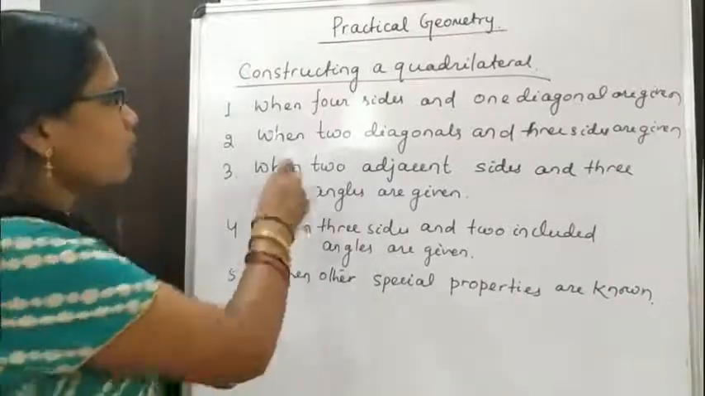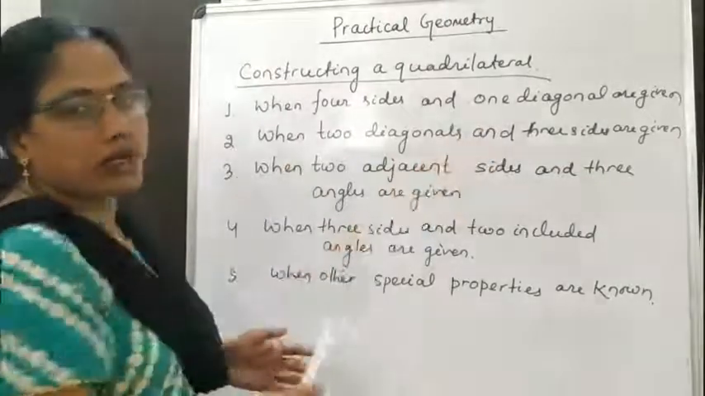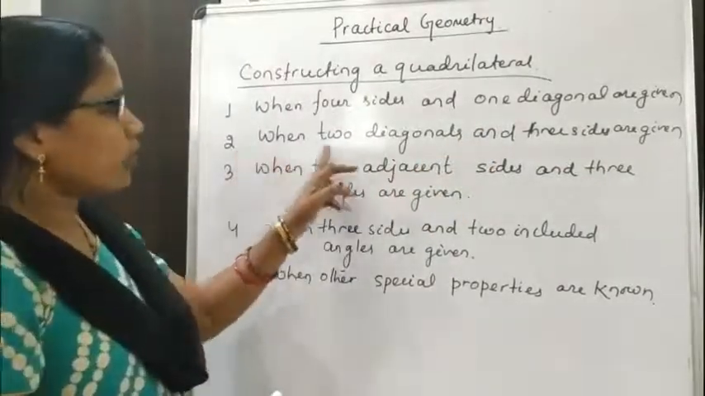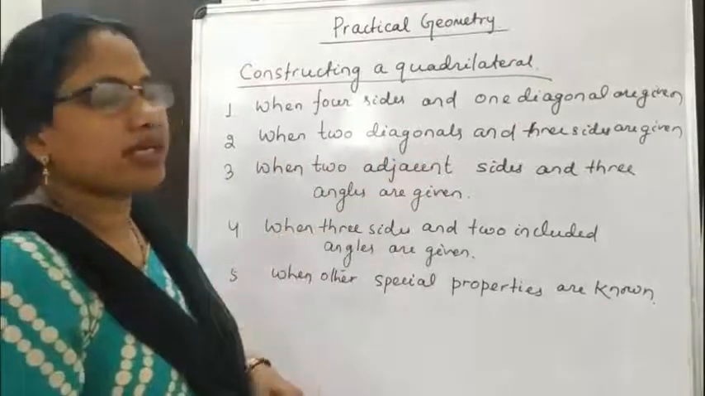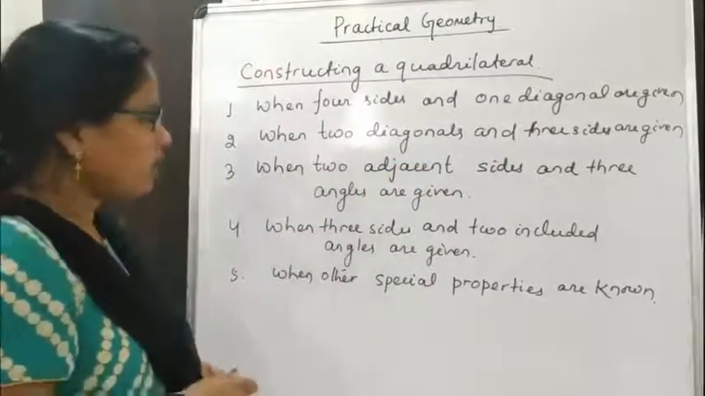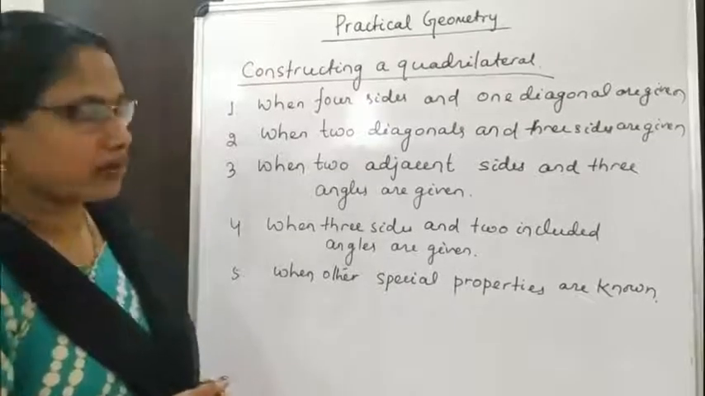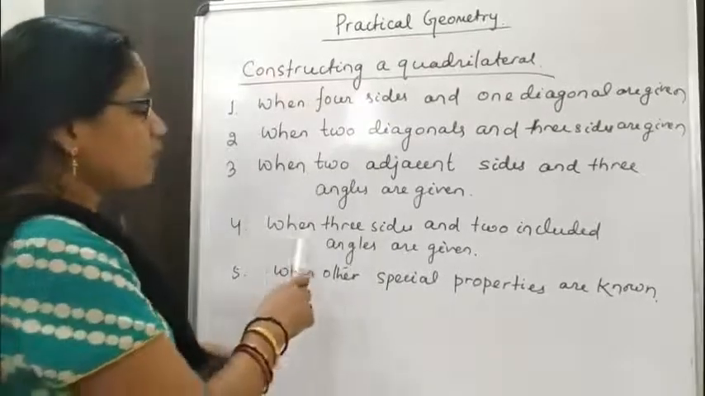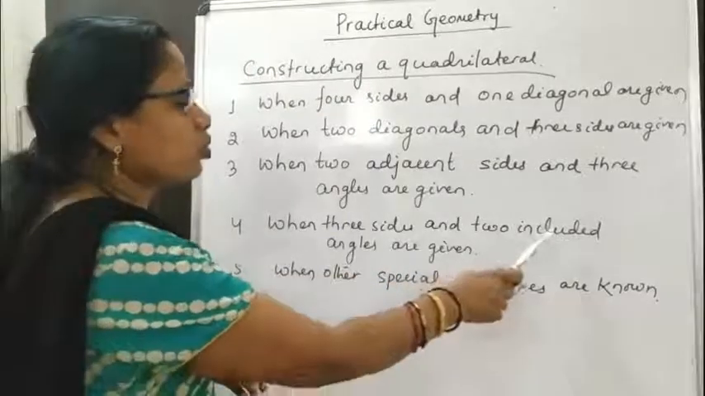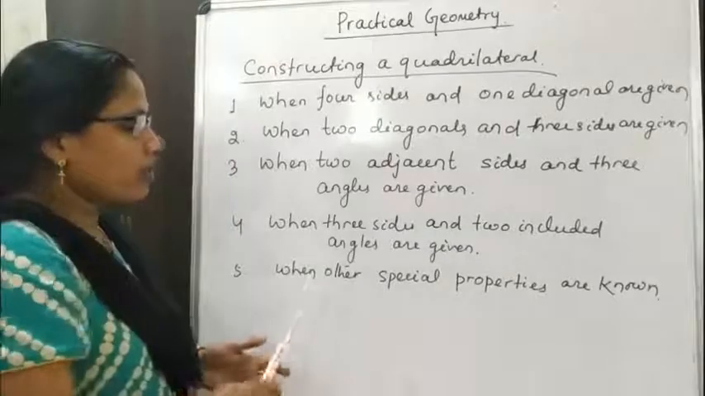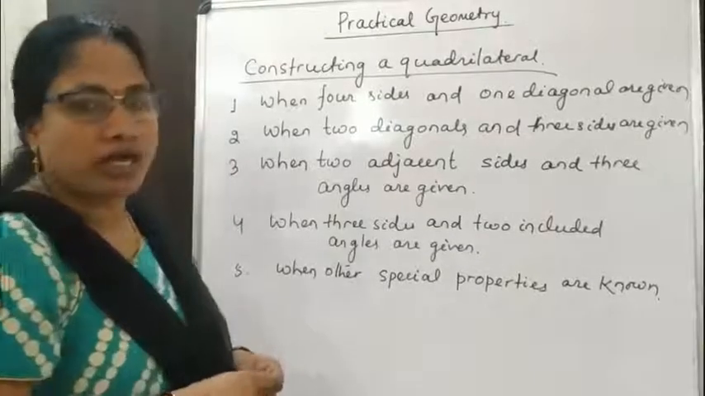First is when 4 sides and 1 diagonal are given. Then second, when 2 diagonals and 3 sides are given. Third, when 2 adjacent sides and 3 angles are given. Then the fourth one, when 3 sides and 2 included angles are given. Then the fifth one, when other special properties are known.